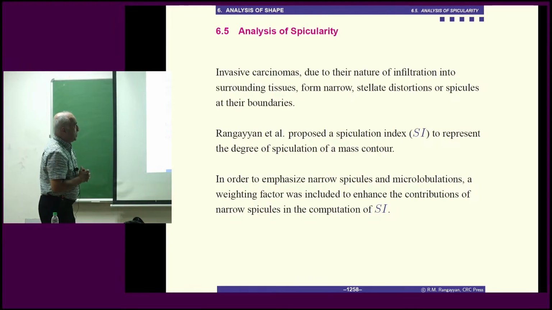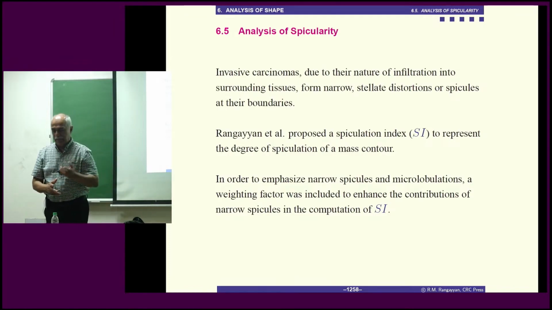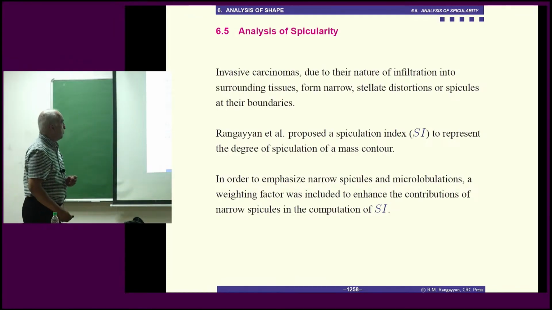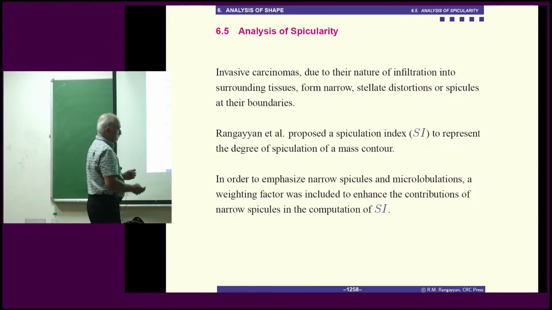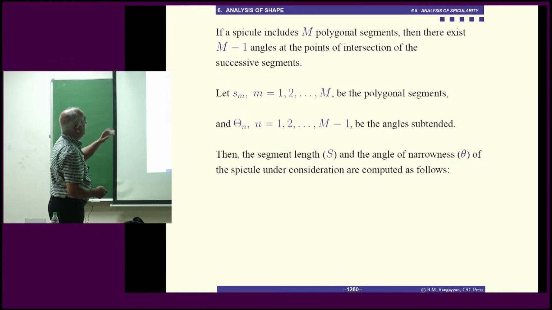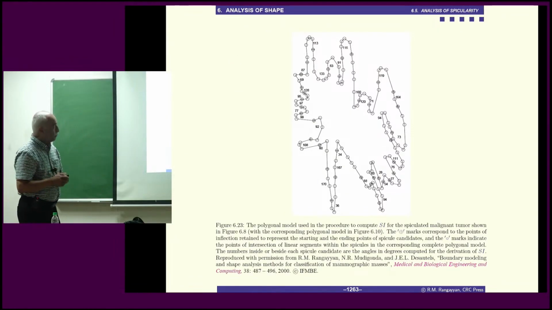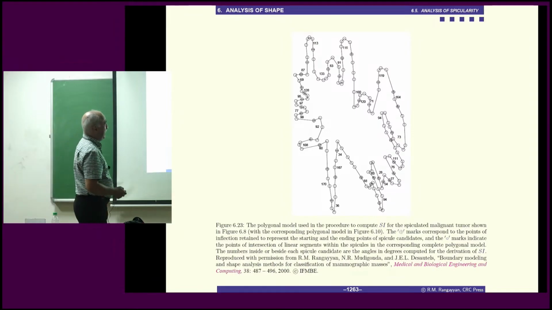So we proposed a spiculation index to characterize this property, which was described by the radiologist. I'll skip all this. You can read this later. I'll show the picture, and that is easier. And we'll go back to some details if needed.